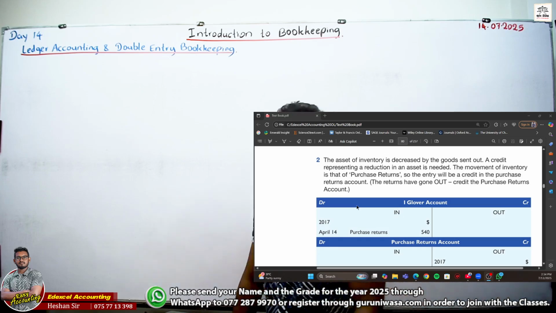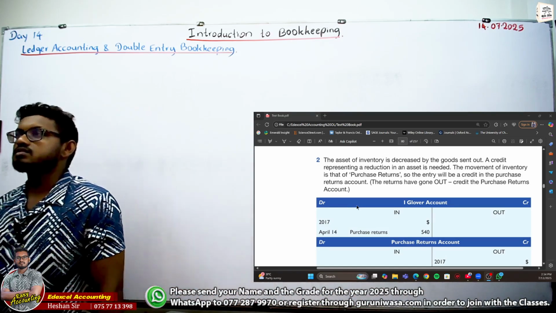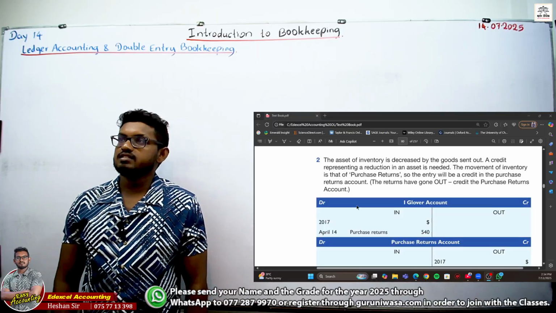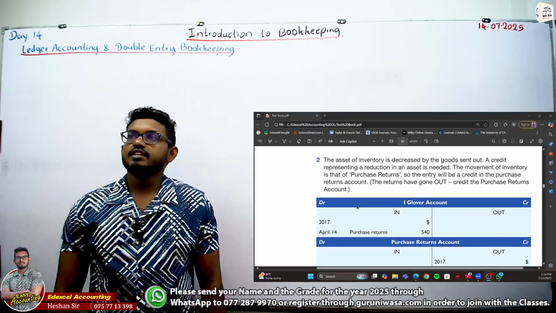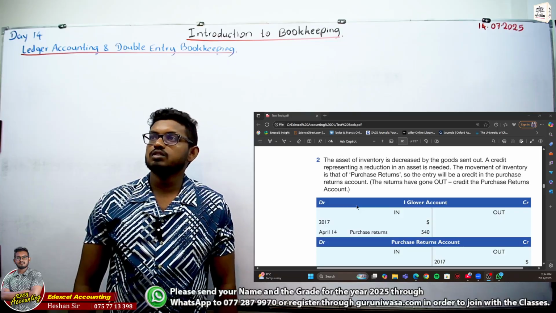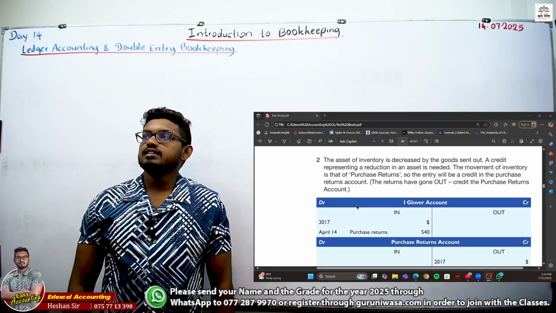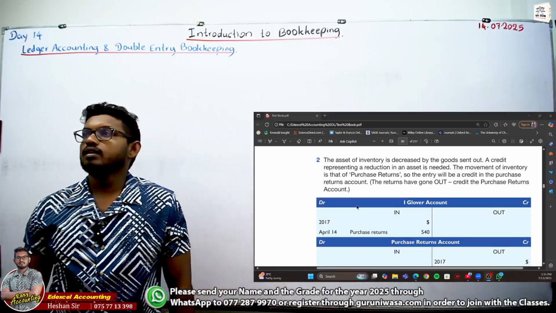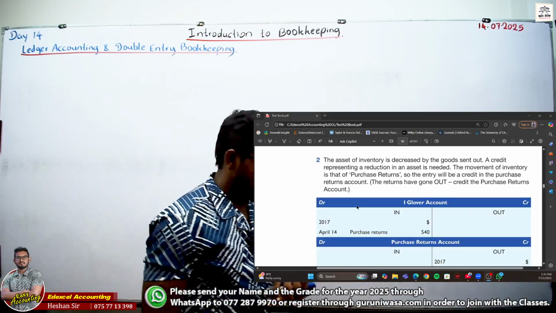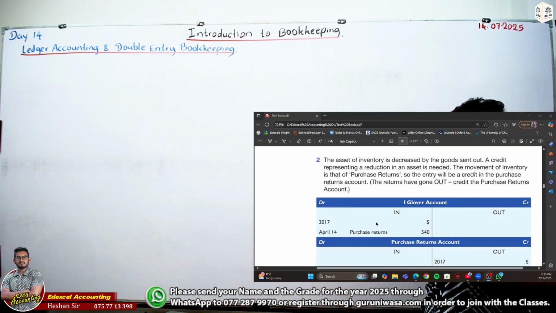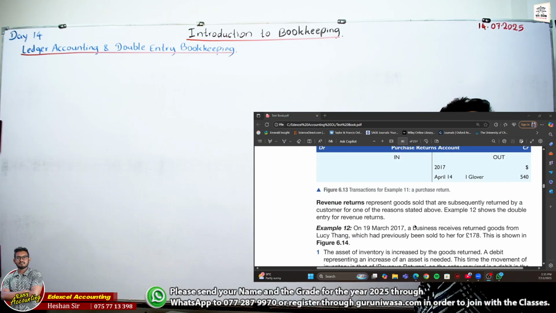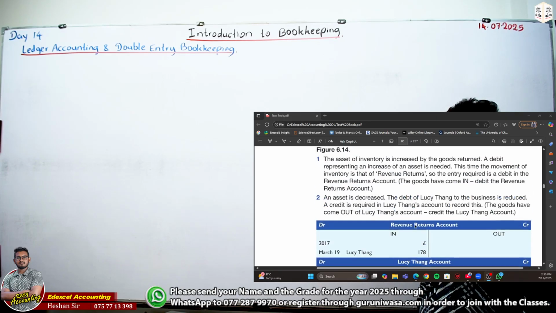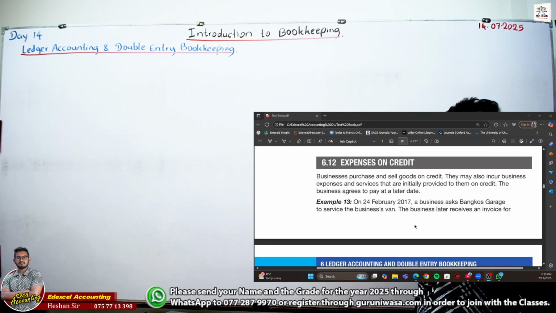The asset of inventory decreases by the goods sent out. A credit represents a reduction in the asset. The movement of inventory is that of purchase return, so the entry will be a credit in the purchase return account. The returns have gone out, so credit the purchase return account. So iGlover account debit, purchase return account credit. I'll explain revenue return.